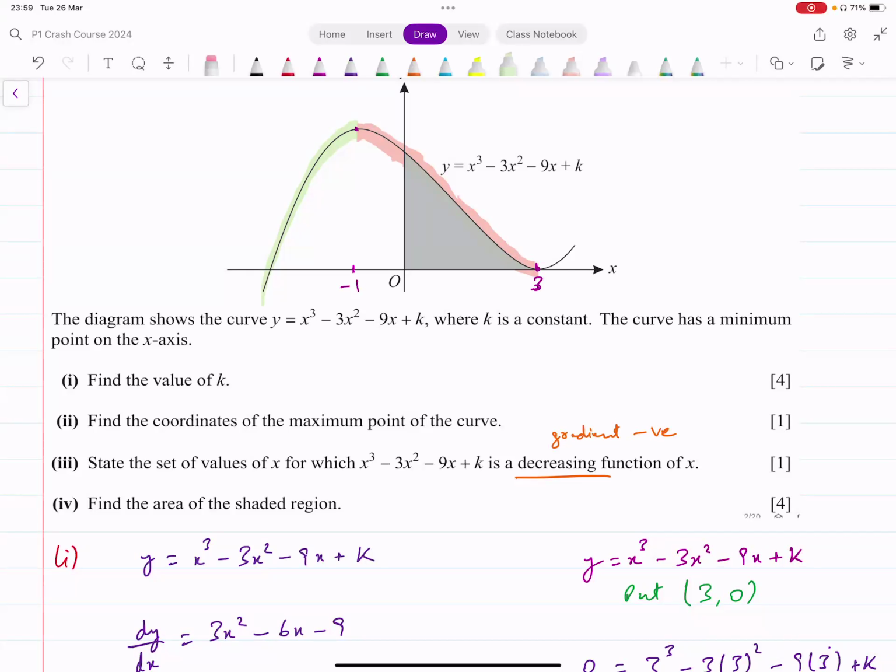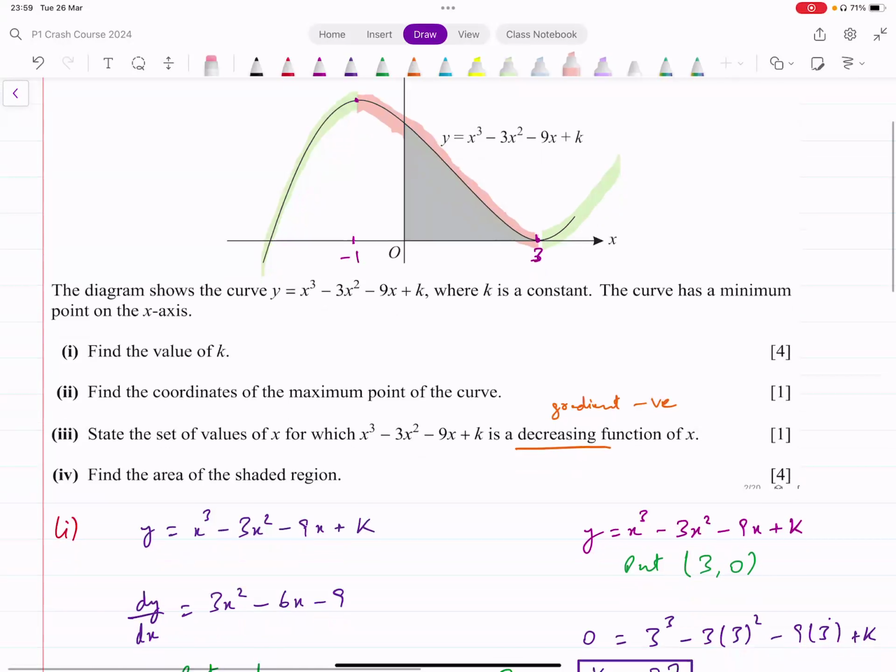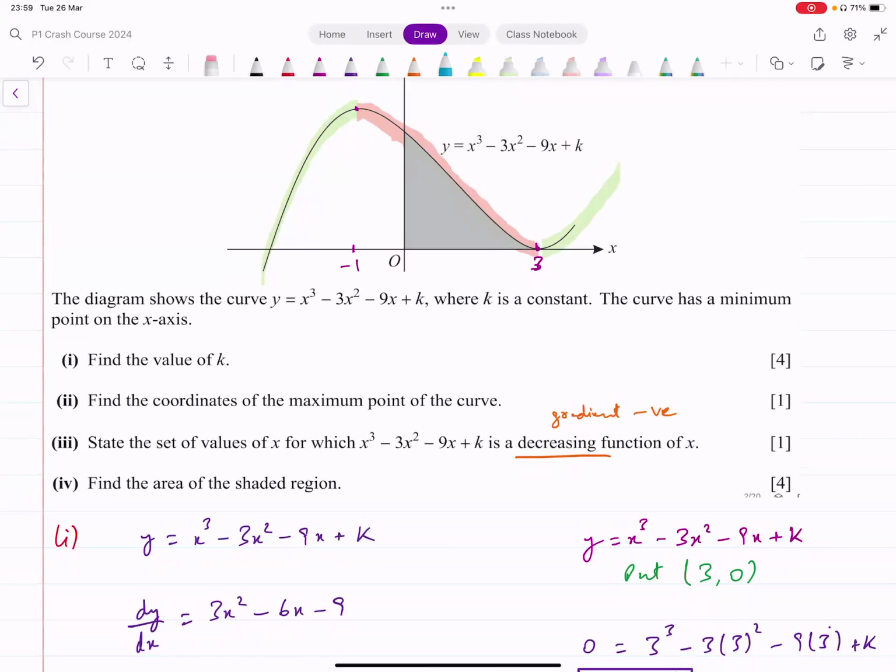And then on the right side, the function starts increasing again. We are looking for the region in which the graph is decreasing. So where is the graph decreasing? It's decreasing in the middle part. What are the values of x for which this is a decreasing function?